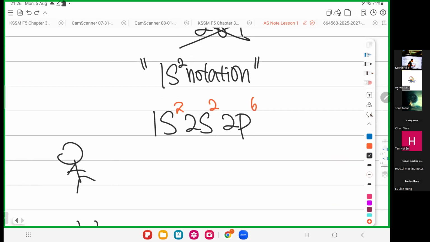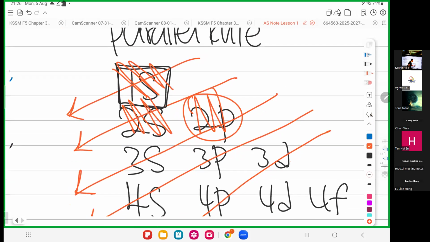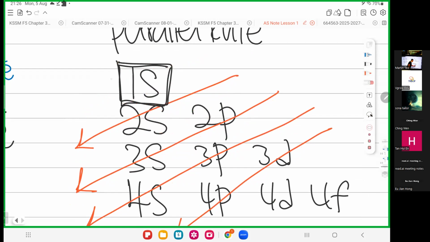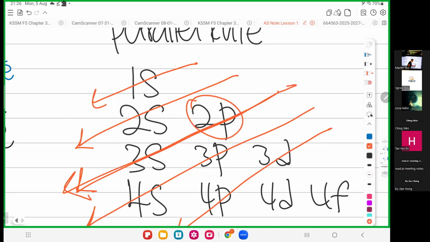All the other 10 persons already found their place in the hotel. Now we have 1 more person left over. So what to do? After 2p, where to go? You look at the sequence here, the parallel lines. 1s, 2s, 2p, after 2p, 3s, true or not? After 2p, the arrow goes to 3s.